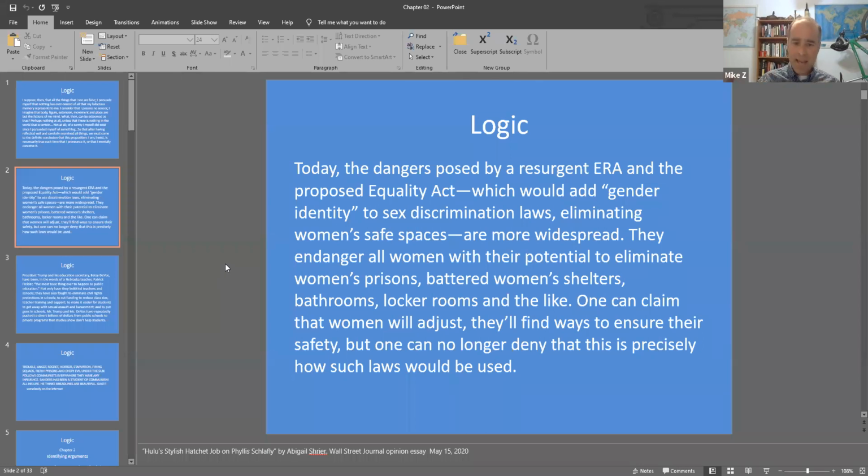These various claims and so on, they sound really dramatic. And so the reader is more likely, the thought is, to be on the side of this author when they start talking about endangering all women with their potential to eliminate women's only prisons or battered women's shelters. Those all sound bad. And so we have an emotional reaction there. And those might not actually be part of the argument itself.